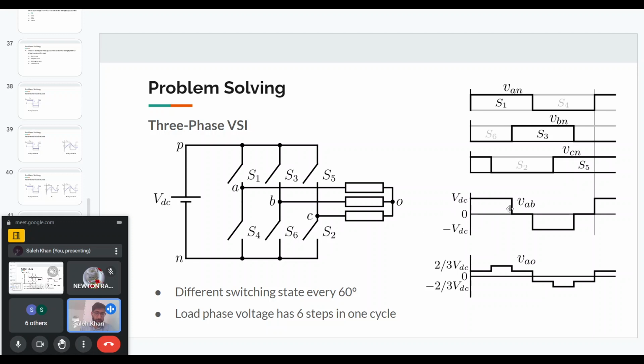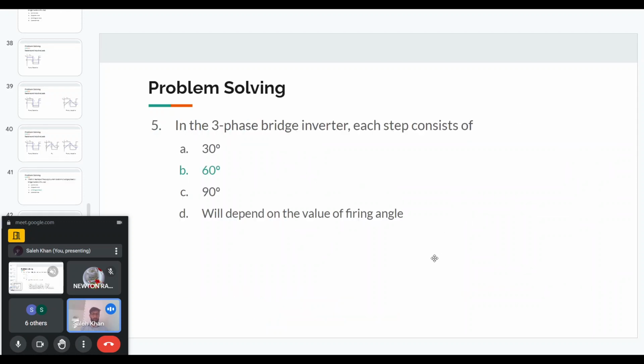If you see the line current and the phase voltage, it has different values for every 60 degrees. So the load phase voltage has 6 steps in one cycle. That is why it is called a 6-step inverter. So the answer to this question is 60 degrees: there are 6 steps with 60 degrees in each step.